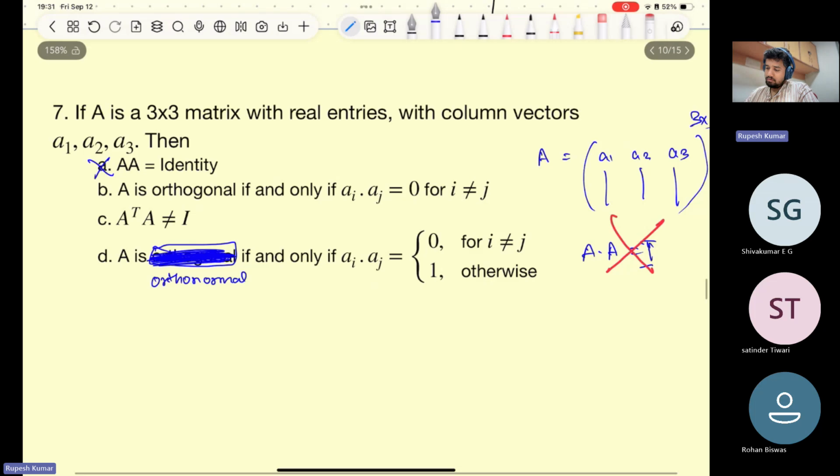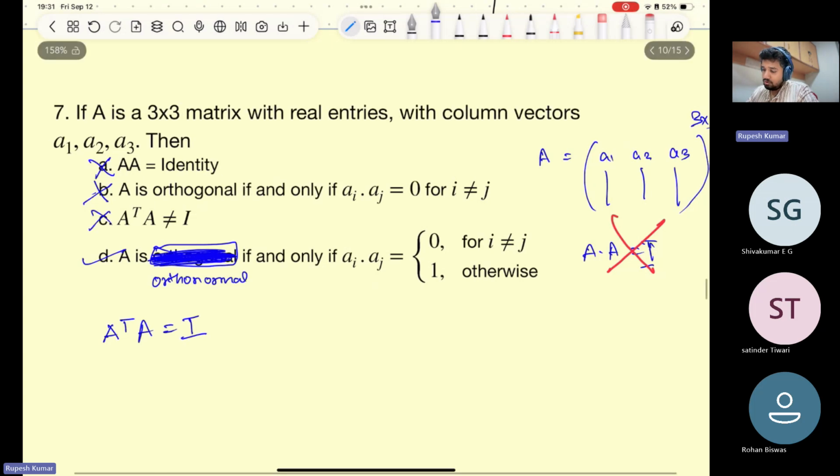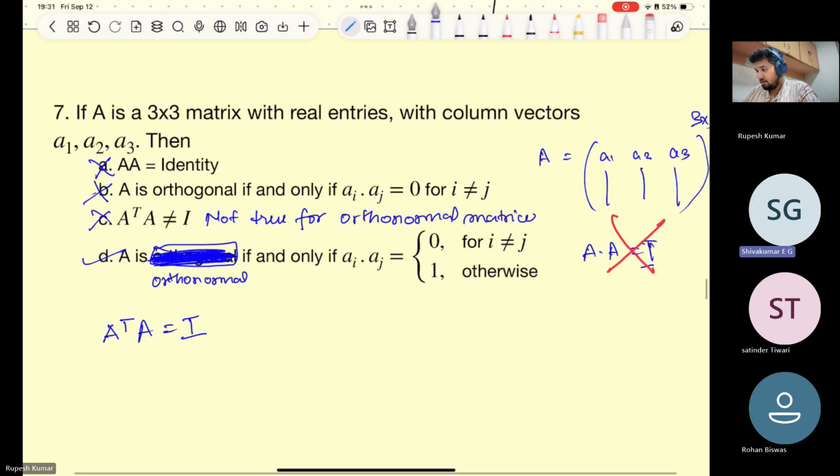Fine. So A is orthonormal if and only if Ai dot Aj... Right, you are right. So option B: if any one of the vectors becomes zero, then this won't be orthogonal. Option C, why is this option C wrong? Because for orthonormal matrices, A transpose A is equal to identity. So this is not true always. Option C is not true for orthonormal matrices. Fine, so option C is wrong.